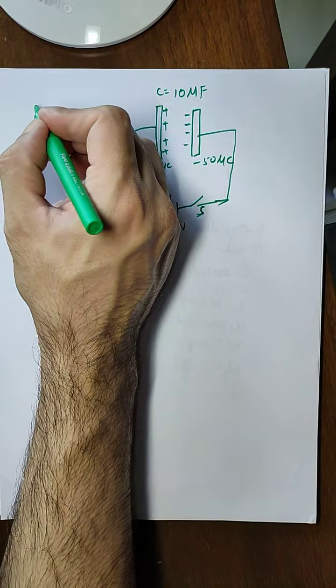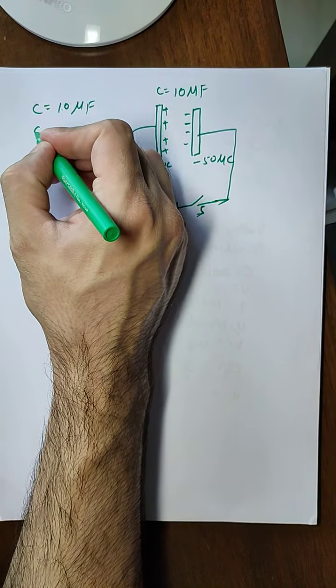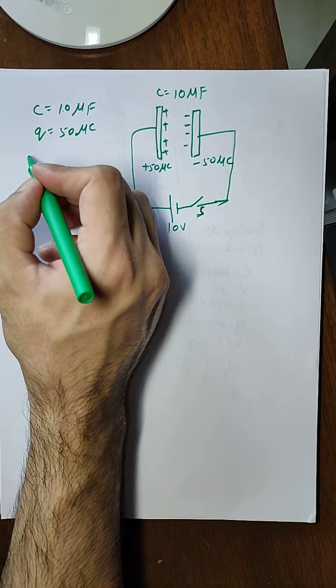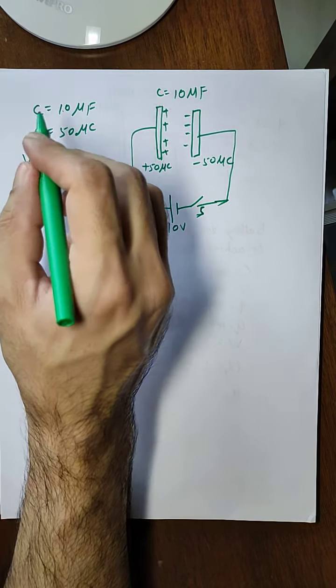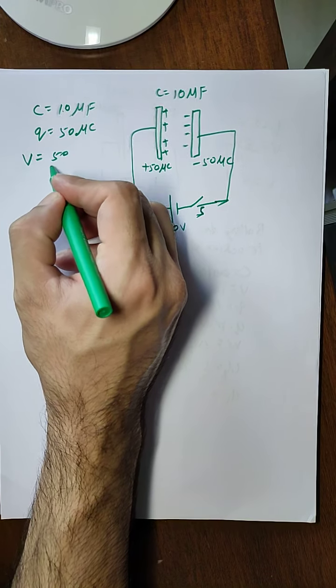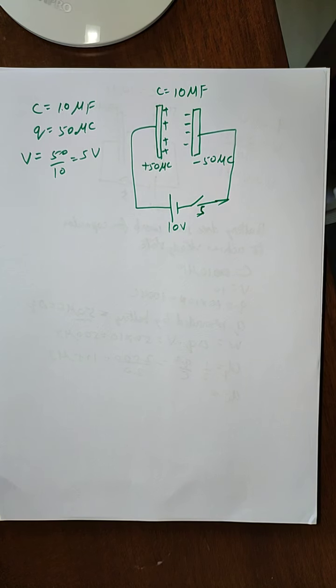So before the battery was connected, the capacitance was 10 microfarad and the charge on the plates was 50 microcoulombs. So that means the potential difference will be, from Q equals CV, V equals 50 by 10, which is equal to 5 volt. So the potential between the plates was 5 volt before connecting to the battery.